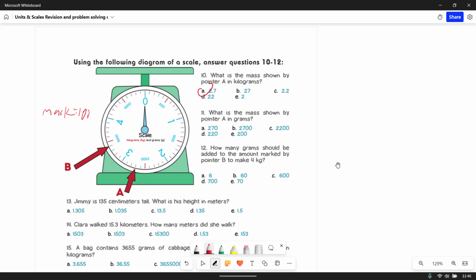What is the mass shown in grams? So that'd be 2,700, which is what's shown there. 11 is B.